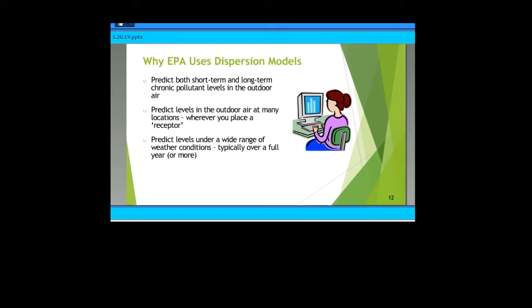And then we can predict levels under a wide range of conditions, typically over a full year. And again, that gives us a richer data set. And then we can use what-if scenarios. We can say, okay, we've got a baseline risk estimate of a source that's not controlled at all. And then we have two different kinds of pollution control equipment we could put on a source. So we can use the model to say, what are the concentrations going to be off-site if we use option A or option B? And that helps us choose, when we're setting regulations, the best air pollution control equipment that we can put on a facility.